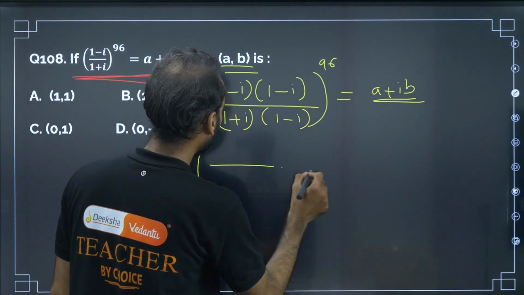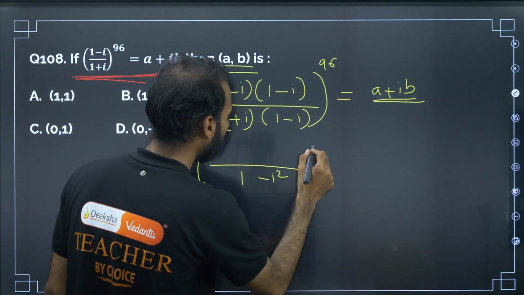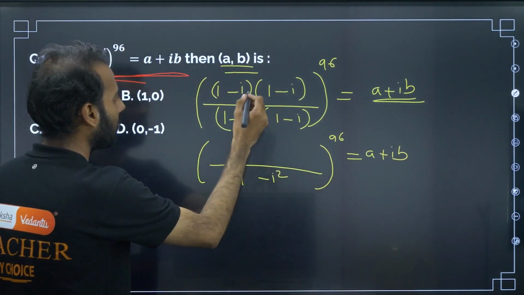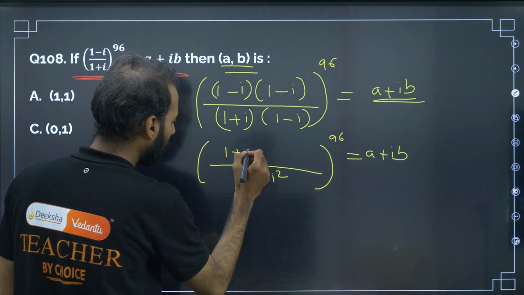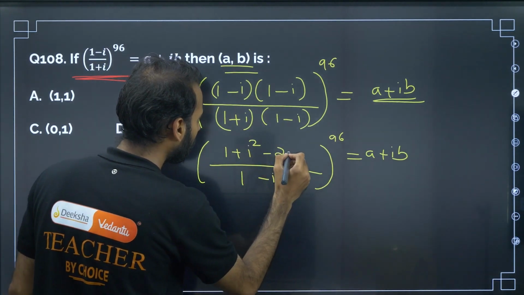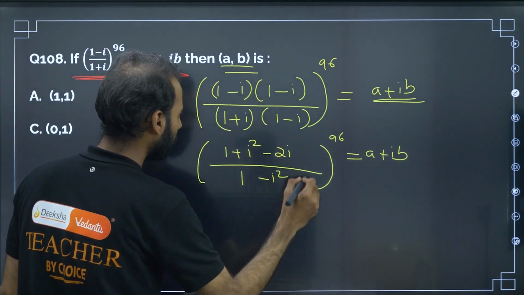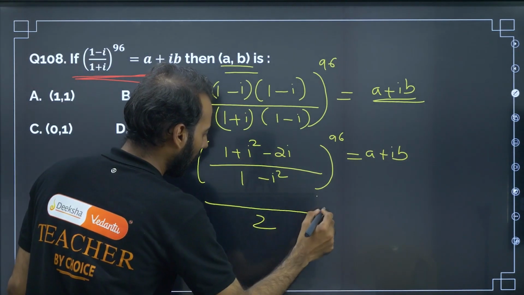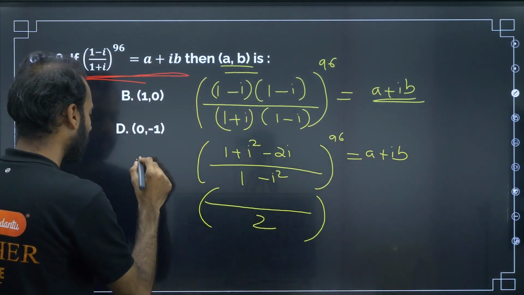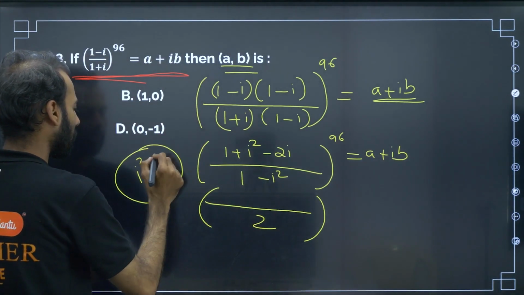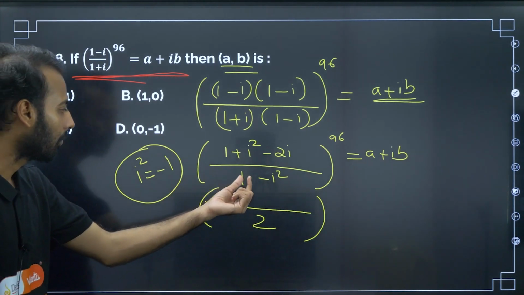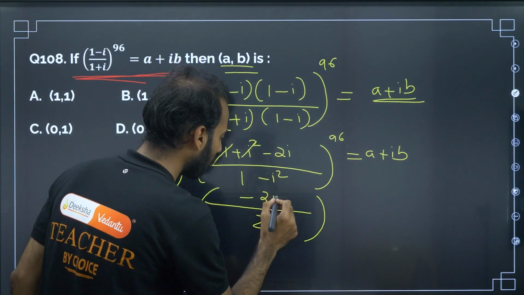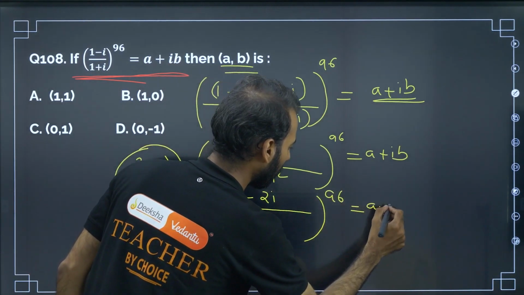Now, in the numerator, if you observe, (1 minus i) whole square, power 96, is equal to a plus ib. And this (1 minus i) whole square is 1 square plus i square minus 2i. The i square value is minus 1. 1 minus of minus 1 is 2. In the denominator, 1 plus i square: positive 1 and negative 1 get cancelled. So (2i) power 96 is equal to a plus ib.